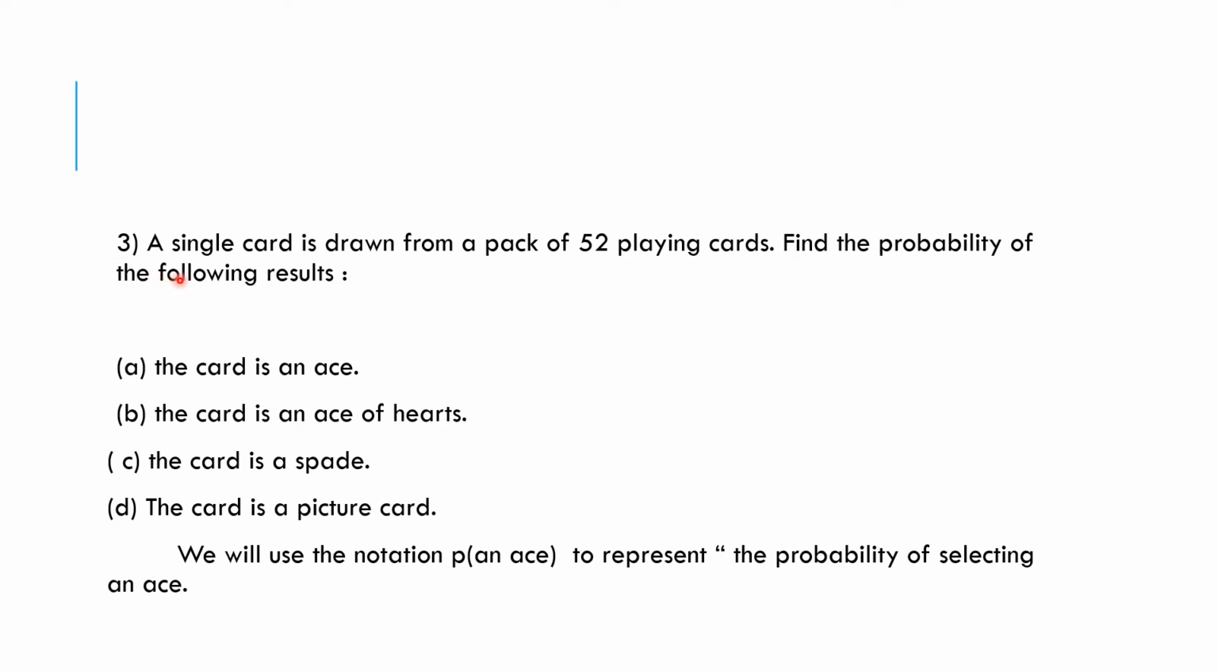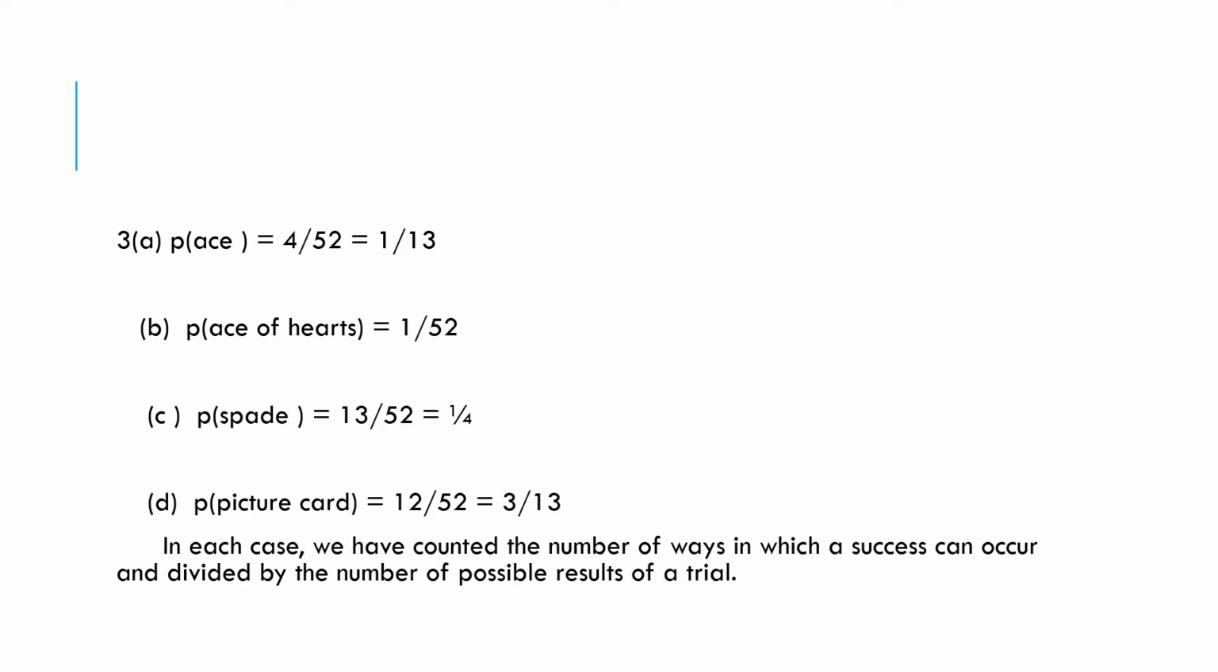Let's have a look at another question. A single card is drawn from a pack of 52 playing cards. Find the probability of the following results. A, the card is an ace. B, the card is an ace of hearts. C, the card is a spade. D, the card is a picture card. We will use the notation P(ace) to represent the probability of selecting an ace.